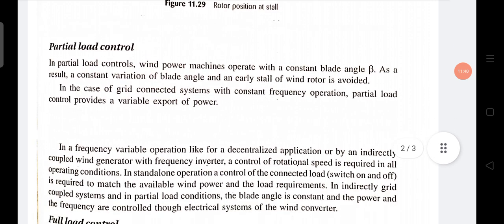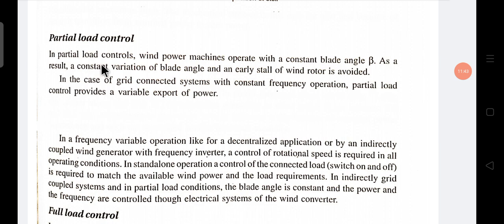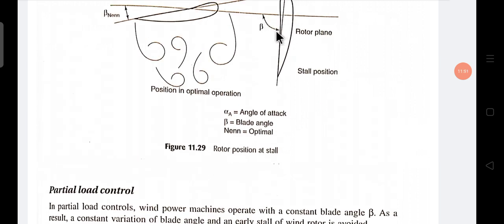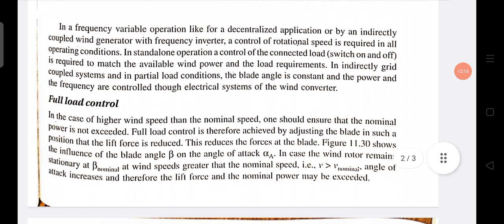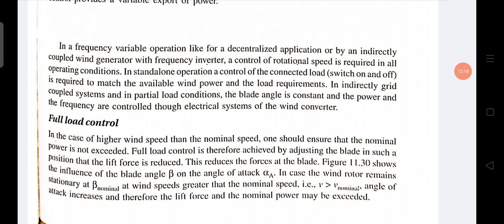Now partial load control means, in partial load control, the wind power mechanism operates with a constant blade angle, okay, which is beta. This is beta, okay, and as a result, a constant variation of blade angle and a yearly stall of wind rotor is avoided, okay. In the case of grid connection system with constant frequency operation, partial load control provides a variable export of power, okay. Now this is called partial load, okay.